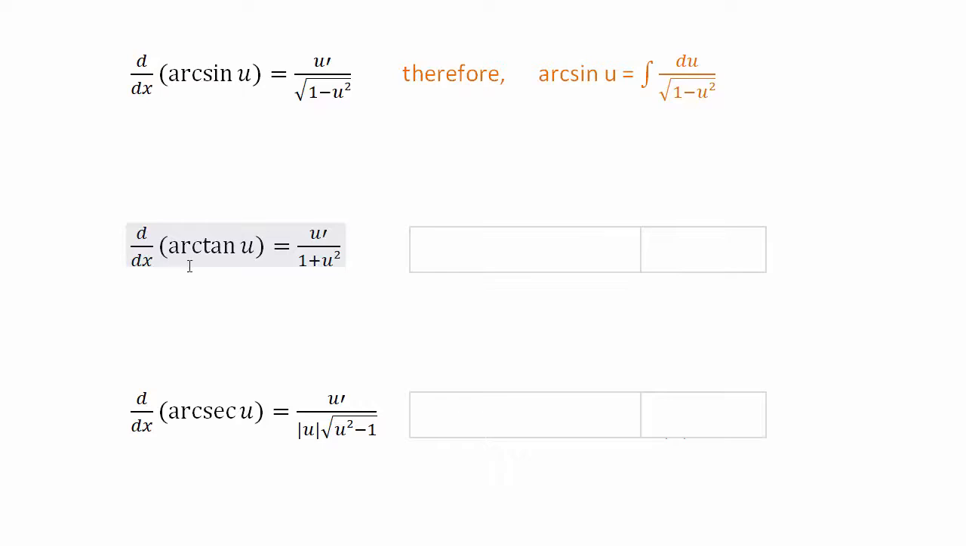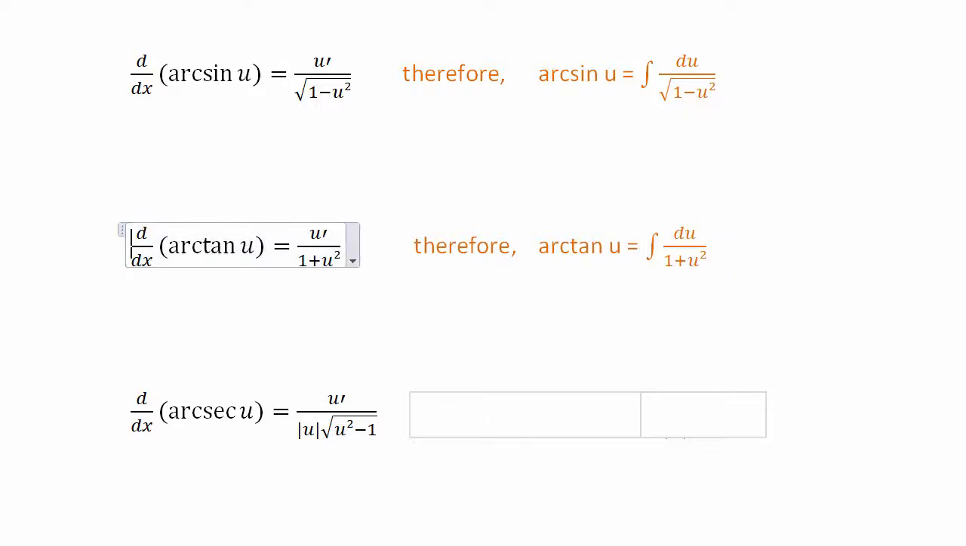Same thing here. If I integrate the left side, I'll just get arctan u. And if I integrate the right side, I'll get the same fraction inside an integral. Again, my u prime is a du. Same thing here. If I integrate the left side, I get just plain old arcsecant. And if I integrate the right side, I get the same thing, but in an integral.